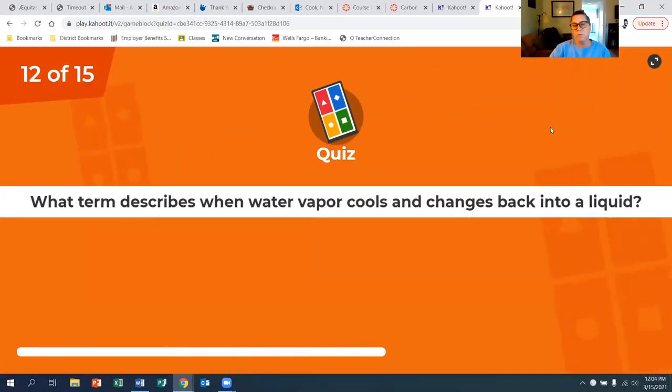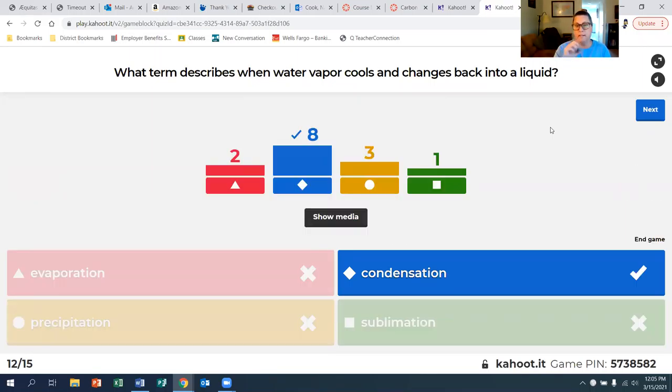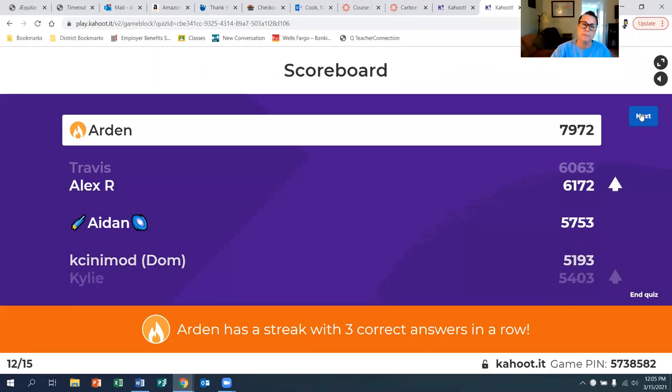What term describes when water vapor cools and goes back into a liquid? So it's a gas to a liquid. Gas to a liquid is condensation. We talked about that. Water vapor condensing on a blade of grass, creating dew.